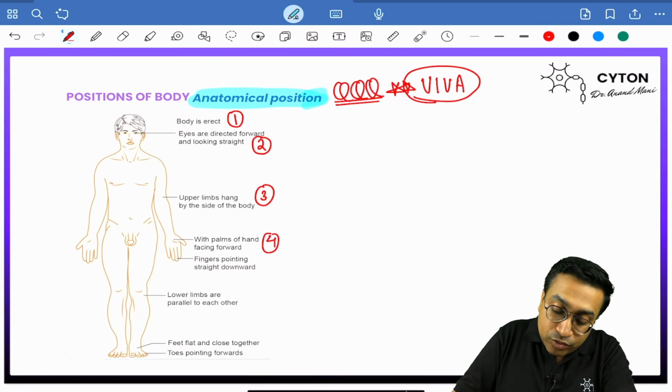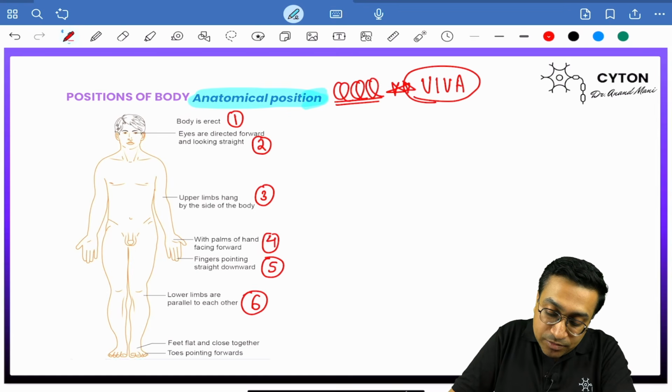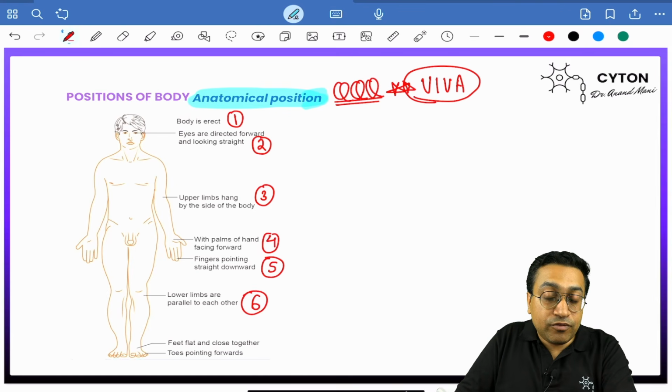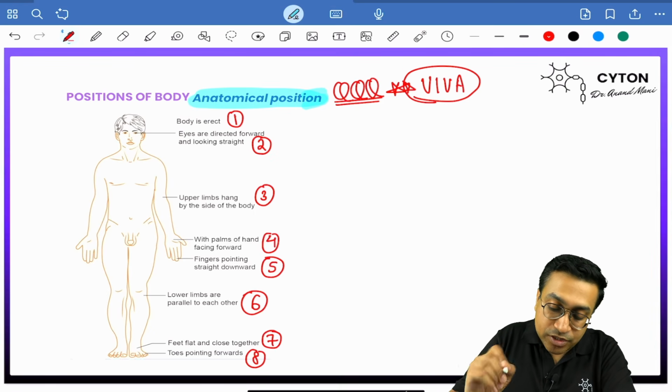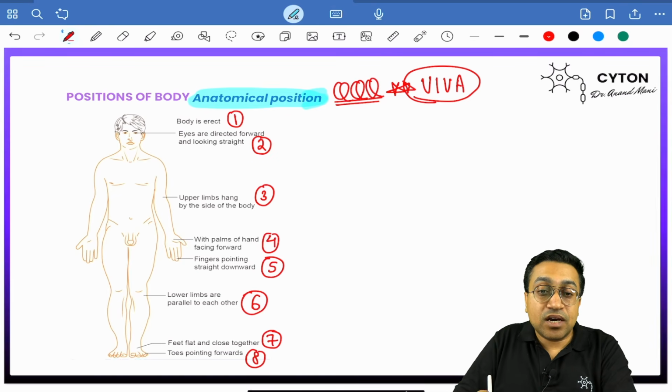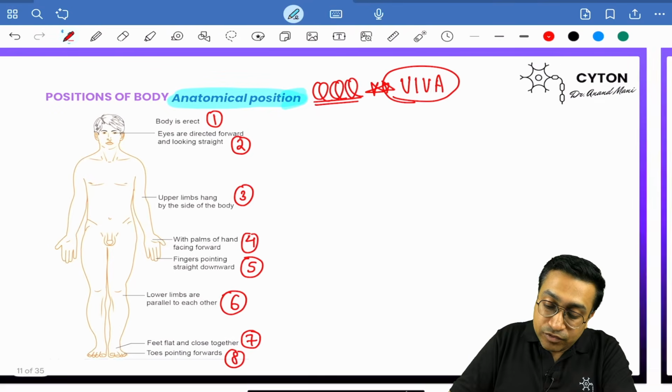So this is number 5. Number 6, the lower limbs are parallel to each other and with the feet flat and close together. Number 7, and toes pointing forwards. So these are a few things which are important, which you should be knowing.